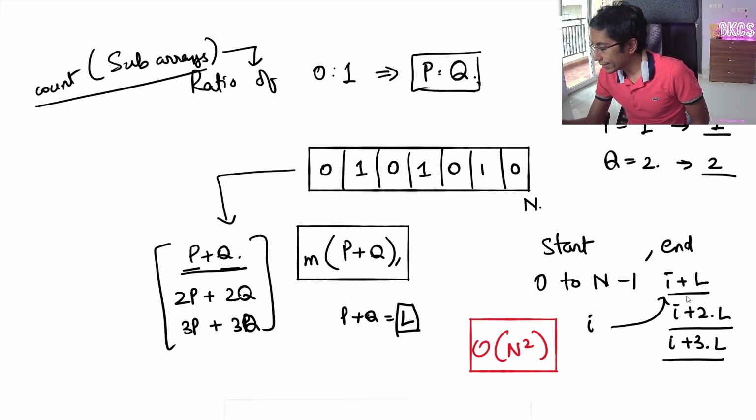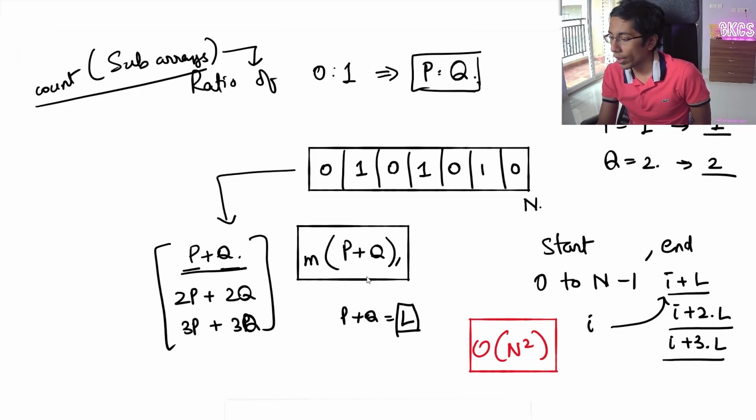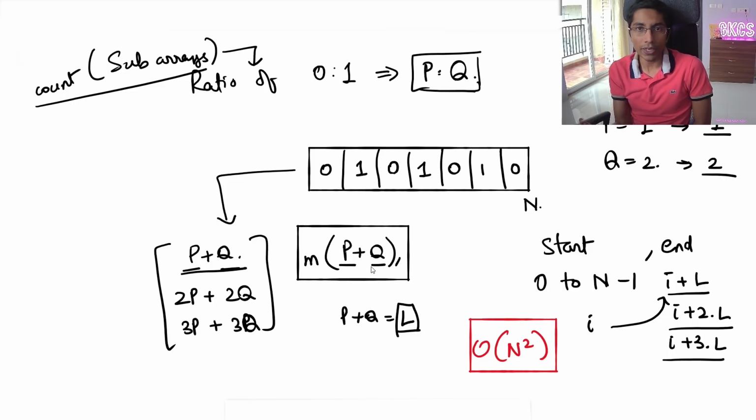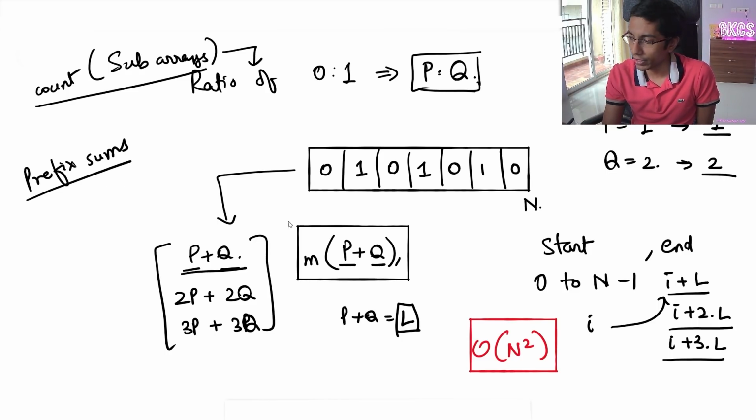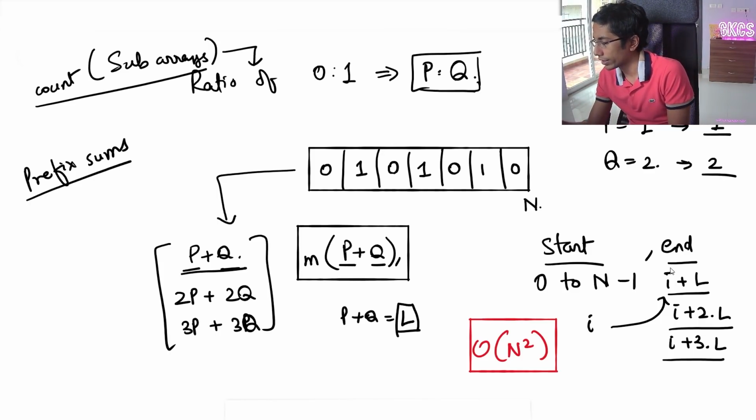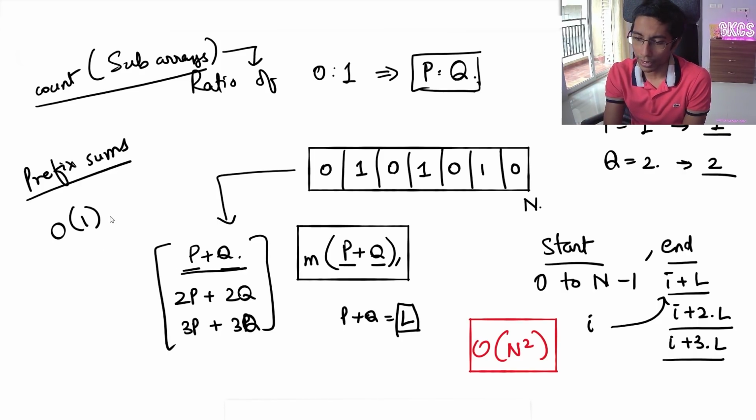And in this subarray, you have to find out whether the elements are in the ratio of P is to Q. So you can do that easily using something called Prefix Sums. You can look in the description below for an example of what Prefix Sums are. But you can find the total number of ones or the total number of zeros in the start to end range efficiently in order 1 time.